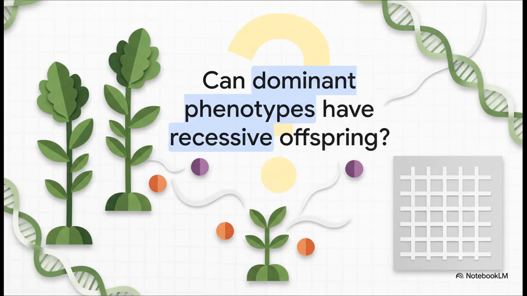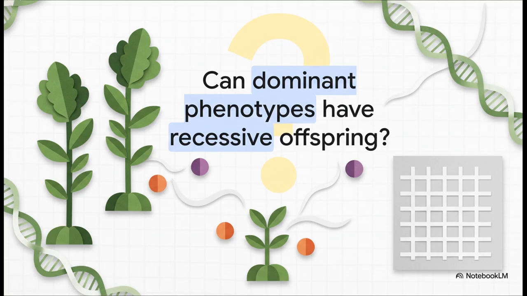To kick things off, let's consider a real-world genetic mystery. Say two perfectly tall plants reproduce. Is it mathematically possible for them to have a short offspring? I mean, your instincts probably scream, no way, tall plus tall equals tall, right? It just seems like common sense.